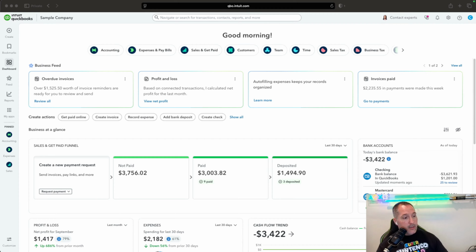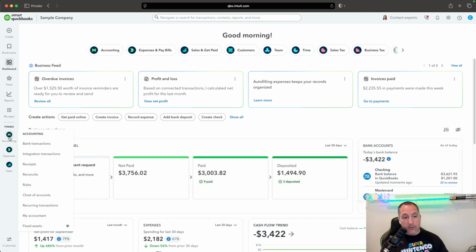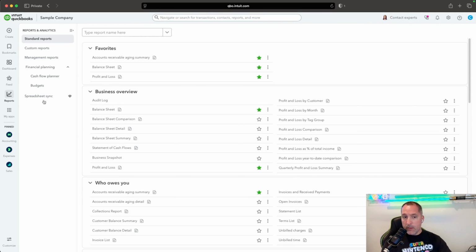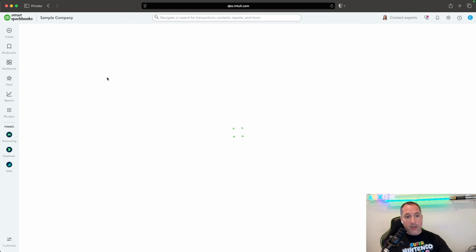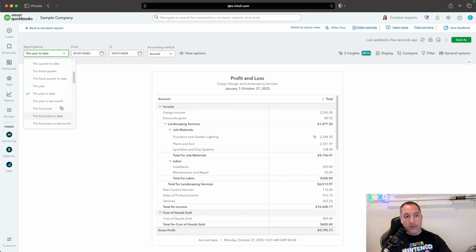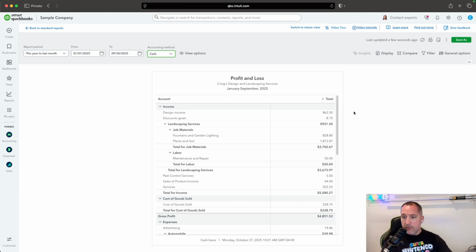So to get started here in QuickBooks Online, I did want to review one item before moving to the workbook. I'm going to run a standard report. I'm going to run a profit and loss report and a balance sheet report, and then I'm going to run a trial balance report to show the difference. So for the profit and loss, we'll run the profit and loss for this year to last month. We'll run a cash profit and loss report, and we'll see the transactions here.